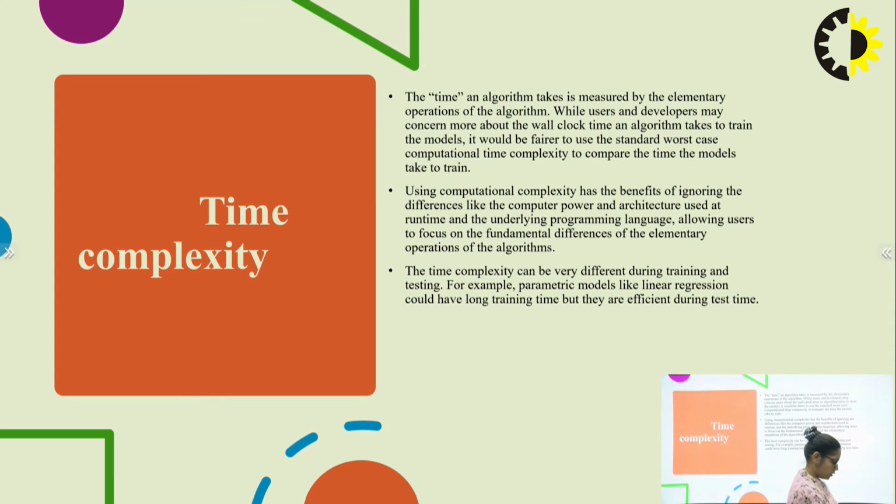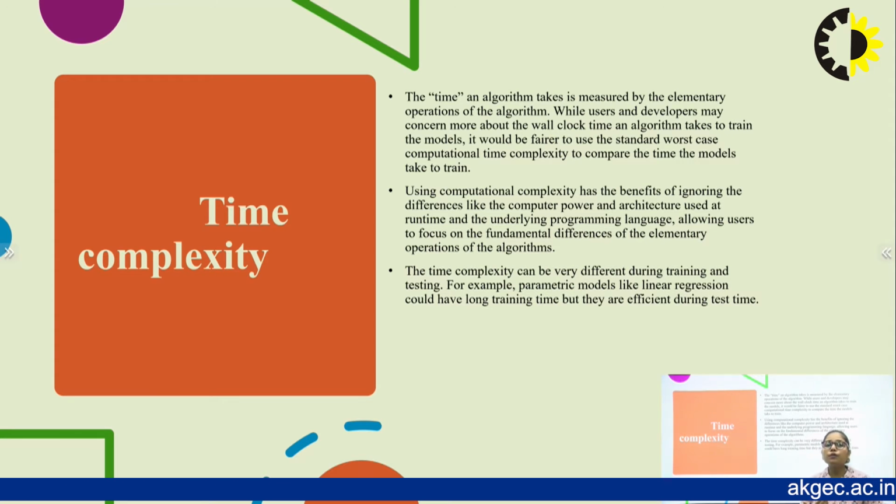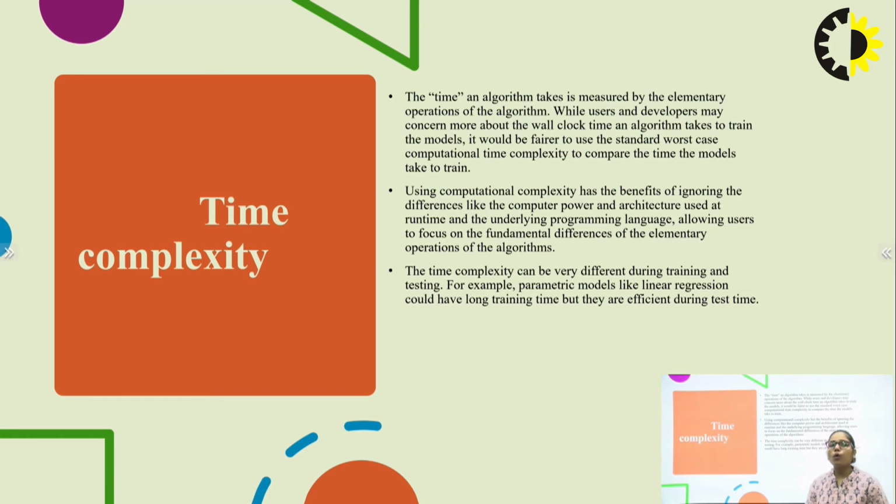Now, what is time complexity? Basically, time complexity is the time we measure when we train our model with the help of any algorithm. It will take some time. This time we need to note, because according to this time we decide the accuracy and the complexity of our algorithm. This is called time complexity. Using computational complexity has the benefit of ignoring differences like the computer power and architecture used, the runtime, and underlying programming languages, allowing users to focus on the fundamental differences of the elementary operations of the algorithm.